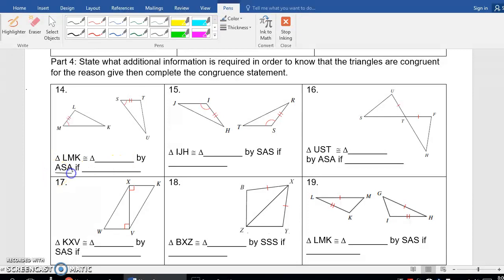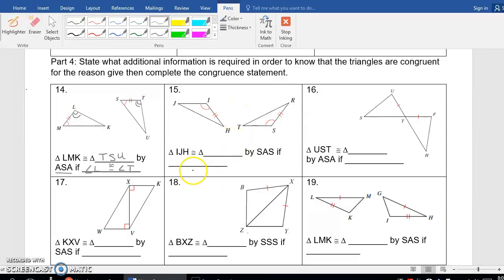angle. So if we need angle, side, angle, I have an angle and a side. I need another angle. So I need to know that angle L is congruent to angle T. And that would make it angle, side, angle. And then I would know that triangle LMK is congruent to triangle TSU.